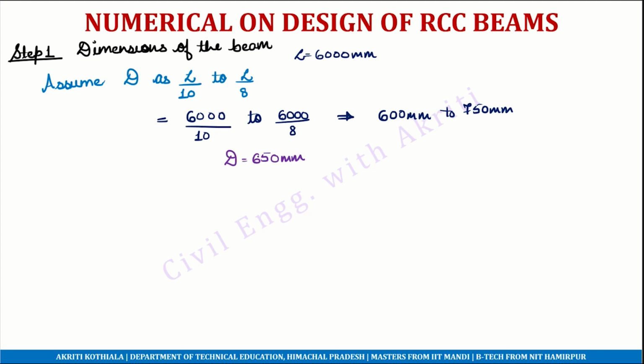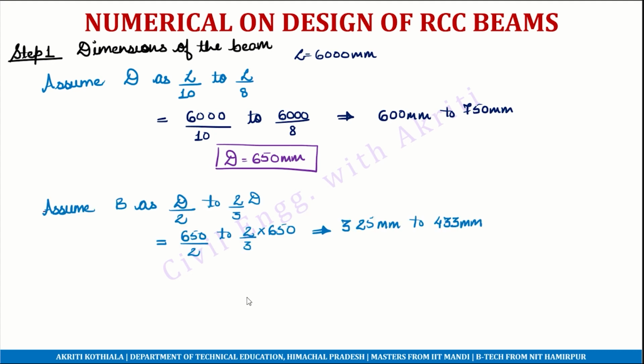Now we have to assume the value of B, which can be half of D or 2/3 of D, which calculates to be equal to 325 mm to 433 mm. So we have to assume a value in between this range. So assuming it to be equal to 350 mm. Now we have both the dimensions. D is equal to 650 mm and B is equal to 350 mm.